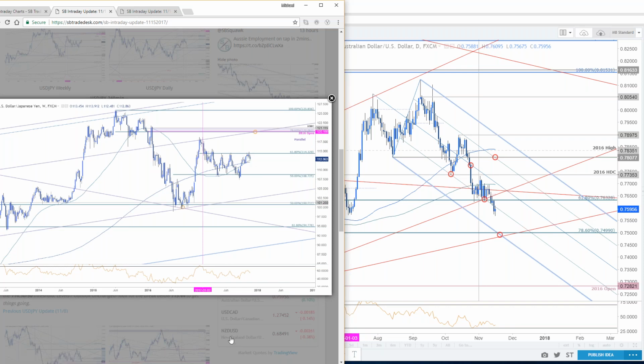Now, obviously, on the swing side of things, we're still holding that short. I don't want to interfere with that. So, guys, if you're holding that position, don't let me sway you out of that. This is for the near-term, or if you want to take intraday positions against it.